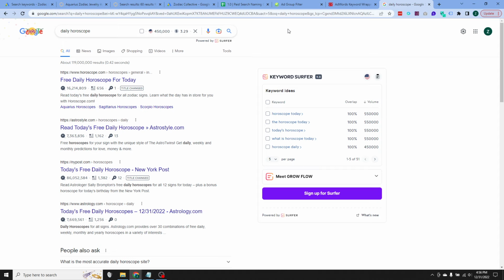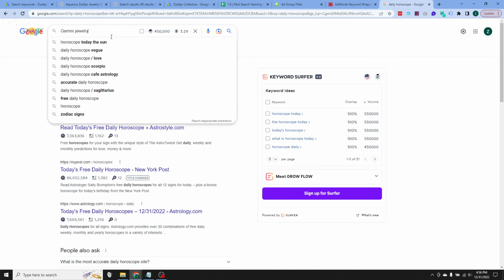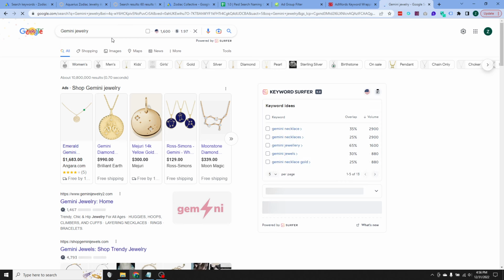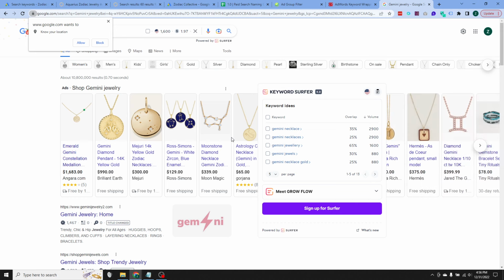But basically, bottom funnel is your keywords that have purchase intent. How do you know if there's purchase intent? Just Google them. If you see shopping ads, it's probably the best sign that these keywords have purchase intent behind them. That's how this works. Search another one, Gemini jewelry, boom. And look, this is all relevant. This is the same thing that we're selling on Zodiac Collective, but some of these are freaking expensive, like a $1,600 necklace for some Zodiac stuff.